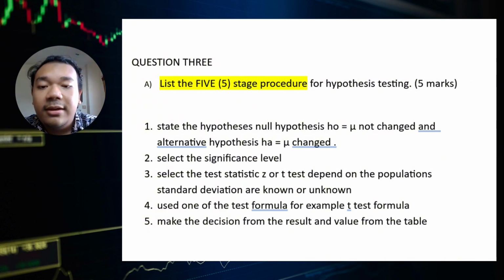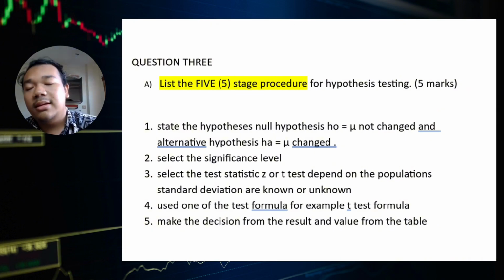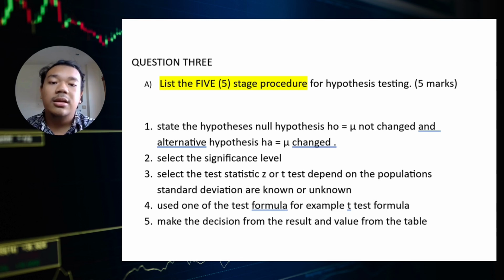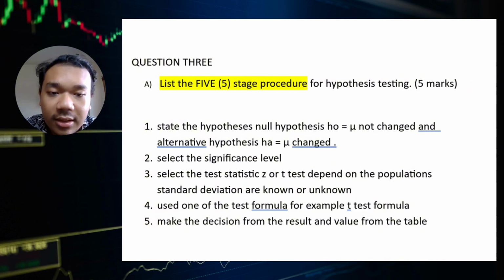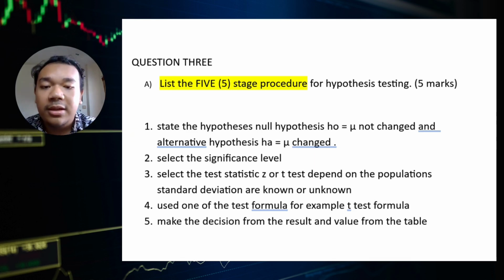First, let's start with the 5 stages procedure for hypothesis testing, 5 marks. We have to list down all the 5 stages. First stage, state the hypothesis. The null hypothesis, H0, is that mu equals our statistic mean. And then we also state the alternative hypothesis, HA, that mu is not equal to mu. That means mu is changing.